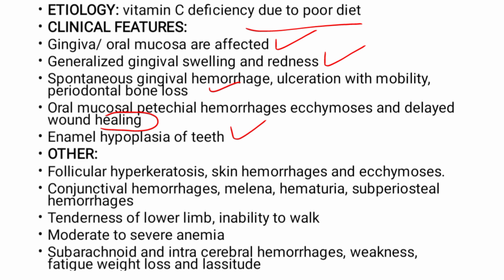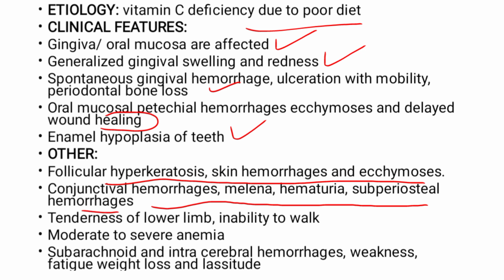Others are follicular hyperkeratosis, skin hemorrhages and ecchymosis, conjunctival hemorrhages, melena, hematuria, and some periosteal hemorrhages. Tenderness of the lower limb, inability to walk, then moderate to severe anemia. The patient may have subarachnoid and intracerebral hemorrhages, weakness and fatigue, because there is a loss. With the deficiency, there is fatigue, weight loss, and lassitude.